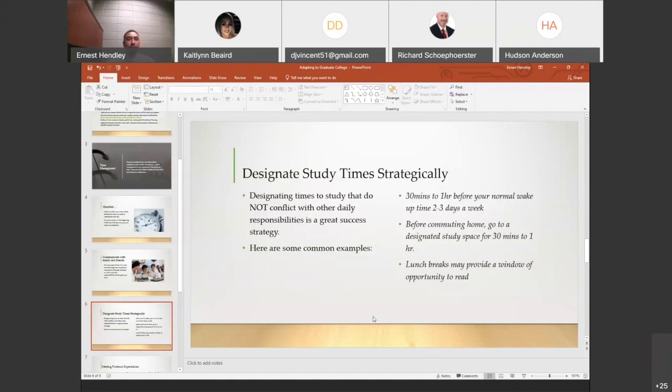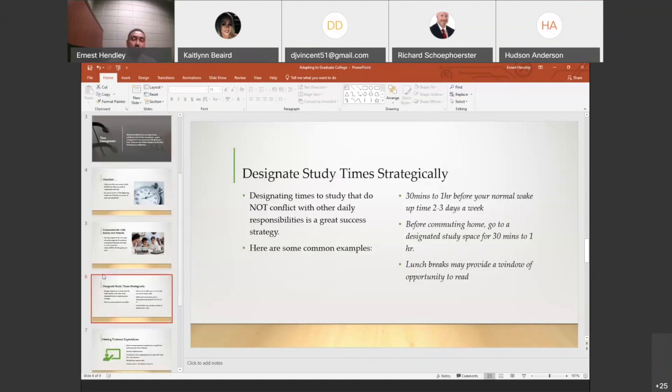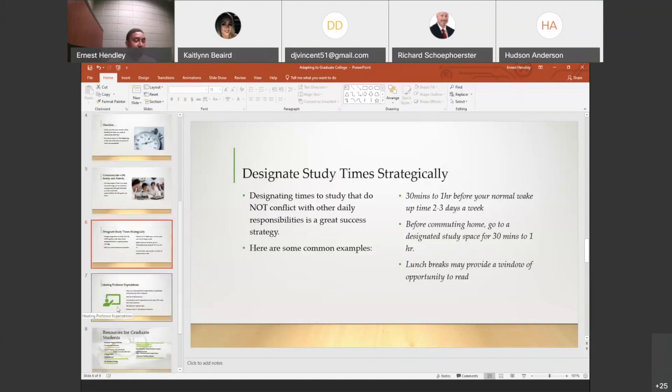So if you're on the campus, you have an evening class, and you're going home, maybe stay or pick some spot on the campus where you can have a designated study time for 30 minutes to an hour just to read over the lecture or whatever you feel is most efficient for that time period. And then lunch breaks as well. This is a good time to get reading. That's a strategy I used in grad school as well.